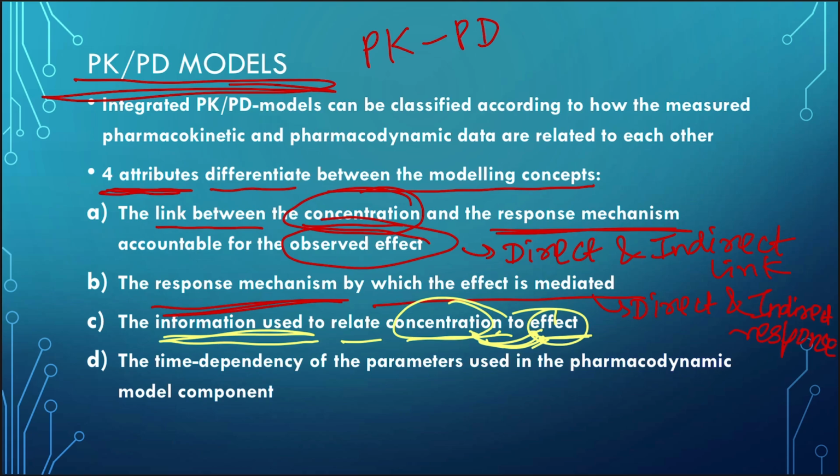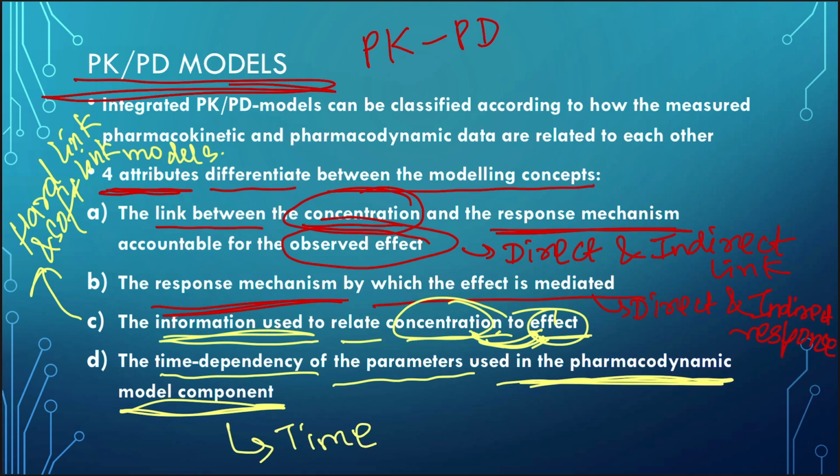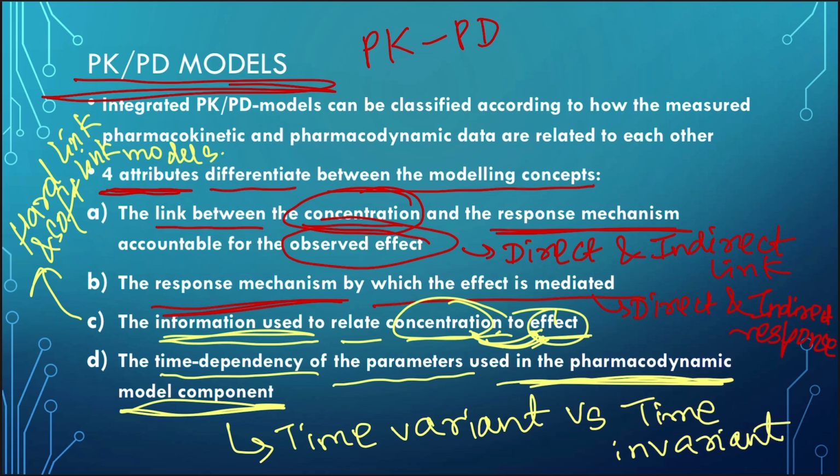In that case, we have 2 different types of models, that is hard link and soft link models. Then, based on the time dependency of the parameters which are used in the pharmacodynamic modeling part of the PKPD model, we will have 2 types of model, that is time variant versus time invariant PKPD model.